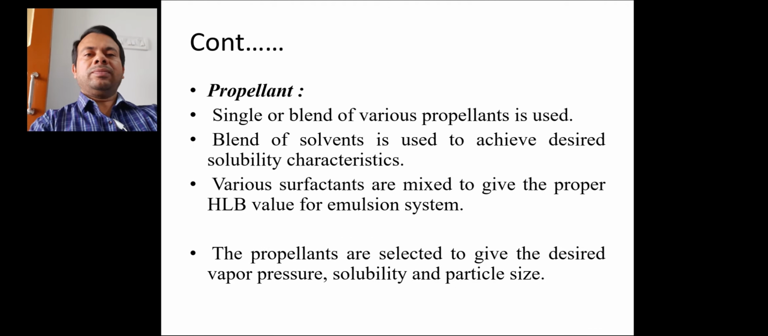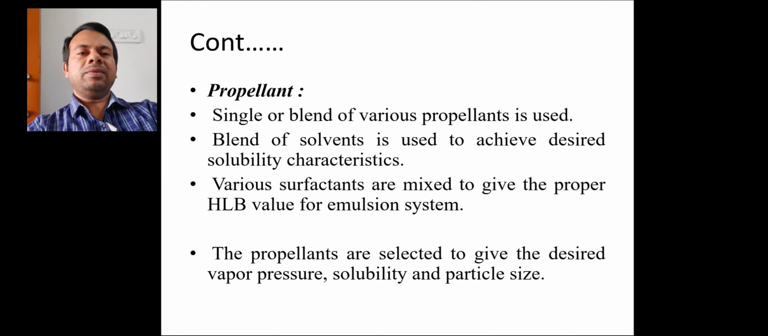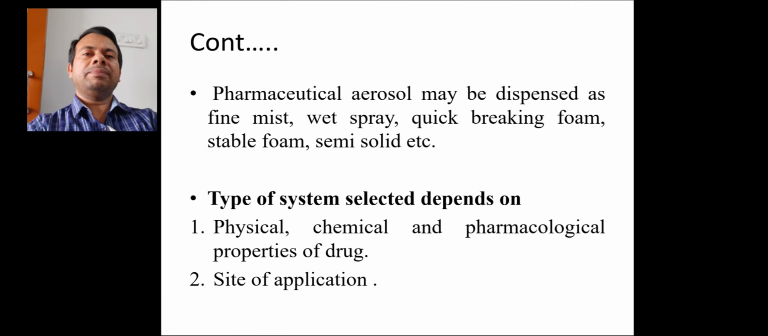Now propellant. Single or blend of various propellants may be used. Blend of solvents is used to achieve desired solubility characteristics. Various surfactants are mixed to give the proper HLB value for emulsion system, and desired HLB value can be calculated by alligation method. The propellants are selected to give the desired vapor pressure, solubility and particle size.